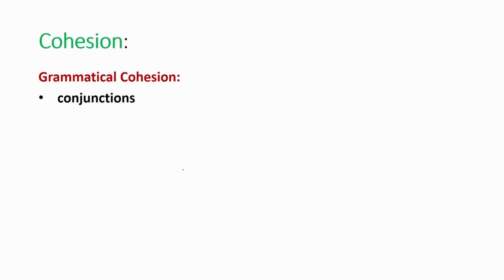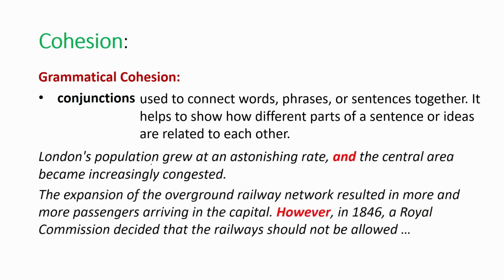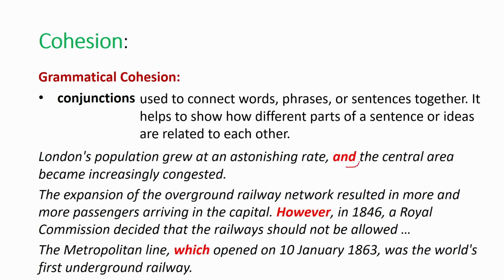Now let's look at the last point, conjunctions. You're already, I think, familiar with them. These are used to connect words, phrases, or sentences together. They help to show how different parts of a sentence or ideas are related to each other. You can see three different examples from the text and their conjunctions. Here we have and, however, and also which in the last phrase.